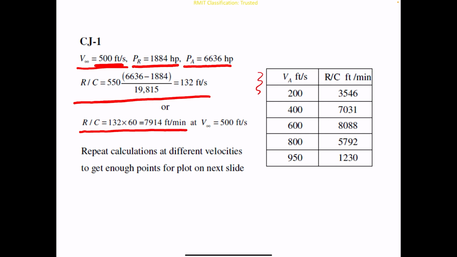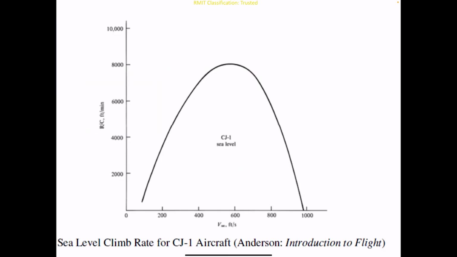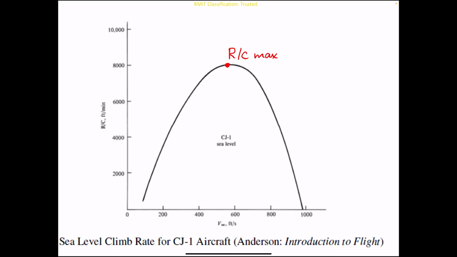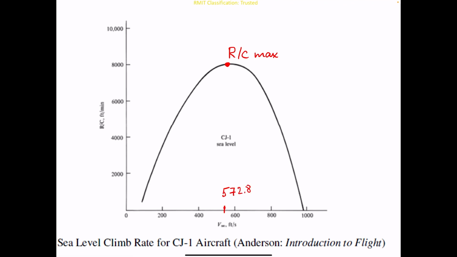In the same manner, we calculate rate of climb for other velocities of interest. Now we can plot it. So here is the curve, and here is the maximum rate of climb. The associated velocity was 572.8 feet per second, and we found it before in exact way.